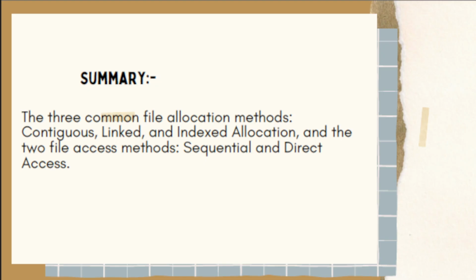So, to recap, we covered the three common file allocation methods, that are contiguous allocation, linked allocation, and indexed allocation, and the two file access methods, that are sequential and direct access. Understanding these is key to understanding file systems for GATE.